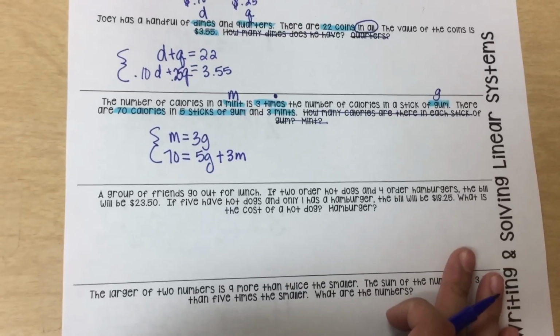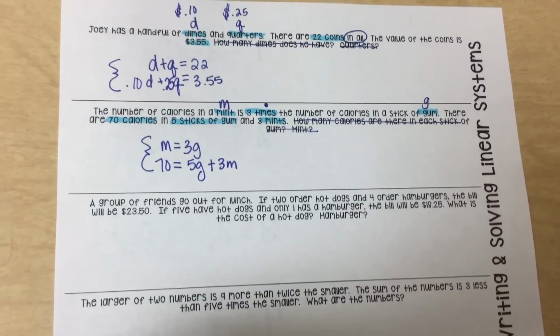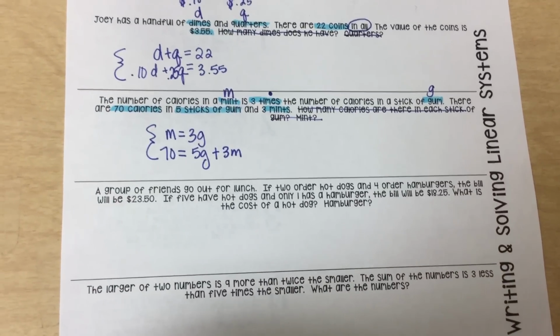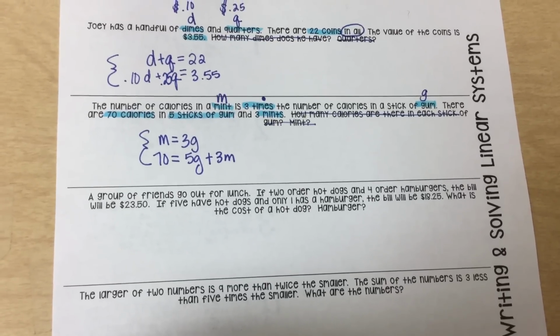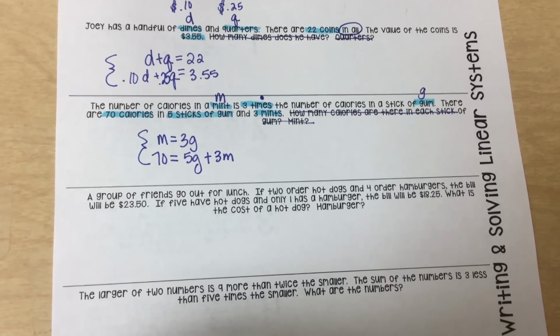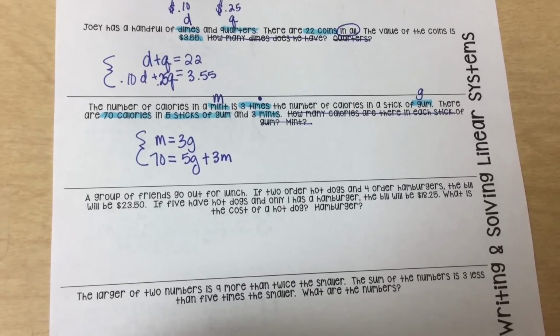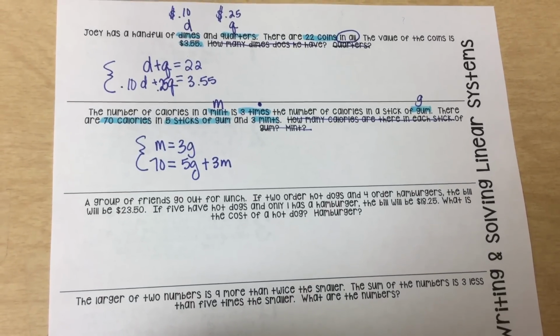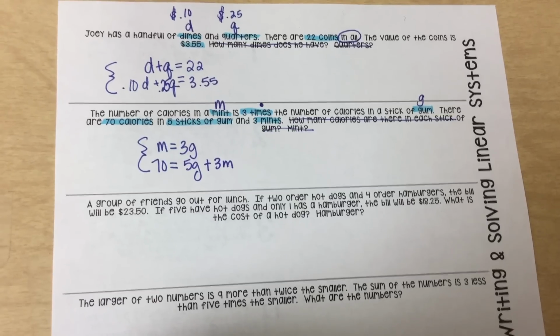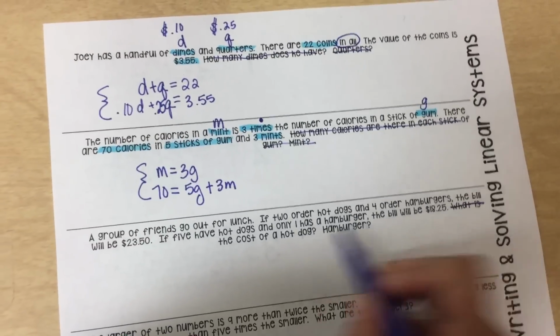Here's the last one. A group of friends go out for lunch. If 2 order hot dogs and 4 order hamburgers, the bill will be $23.50. If 5 have hot dogs and only 1 has a hamburger, the bill will be $18.25. What is the cost of a hot dog or a hamburger? Again, cross this part out.